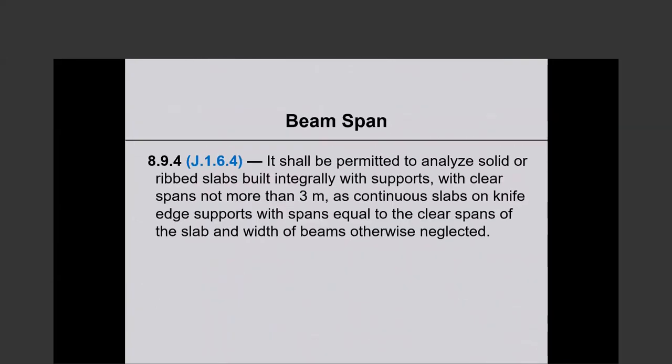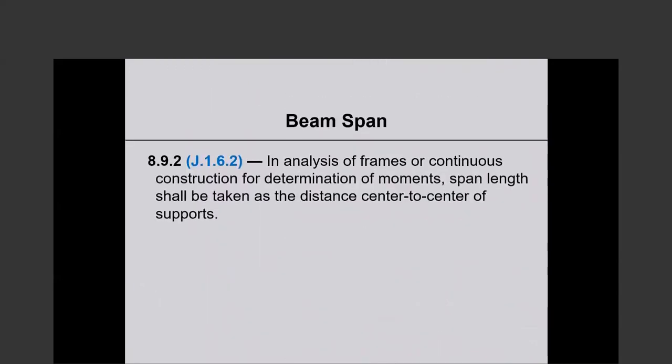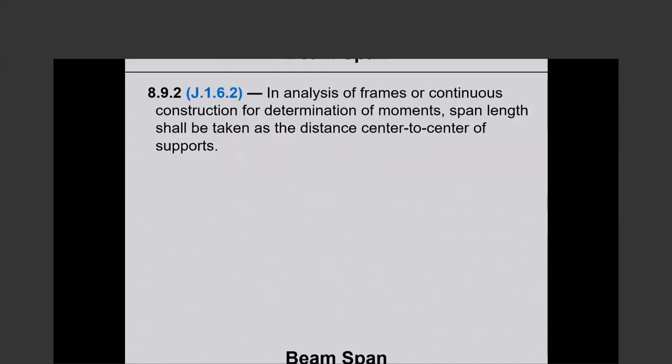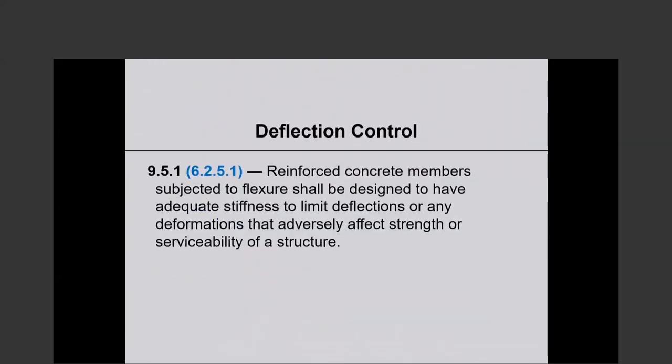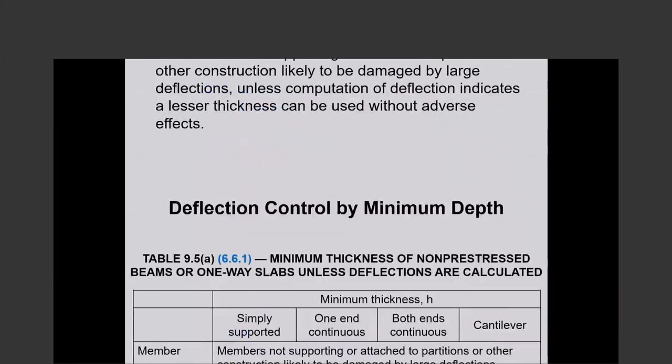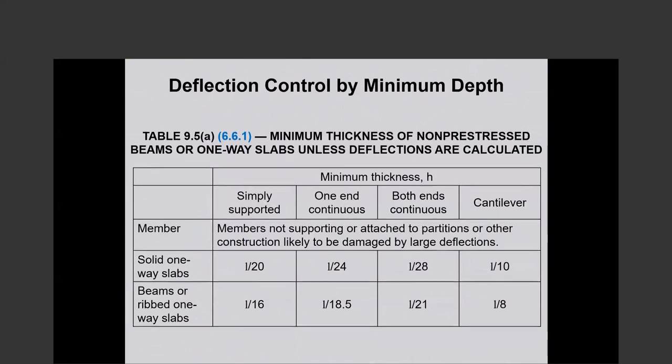Remember, continuous construction or frames: in analysis of frames or continuous construction for determination of moment, span length shall be taken as the distance center to center of supports. So that is the L that you see in ACI tables. So the primary way of deflection control is to provide minimum thickness.